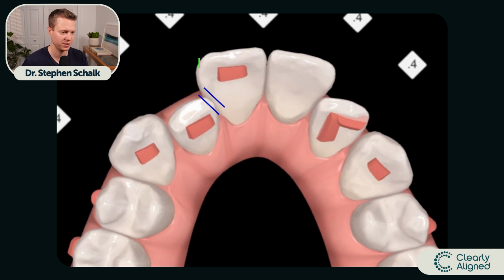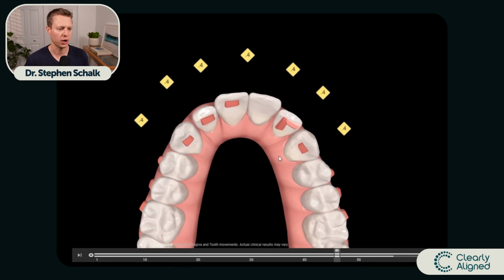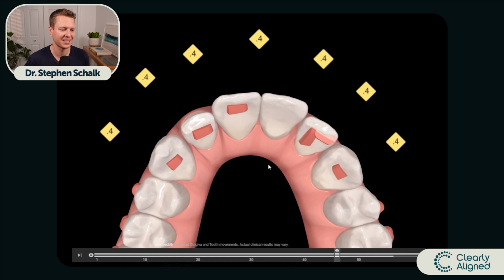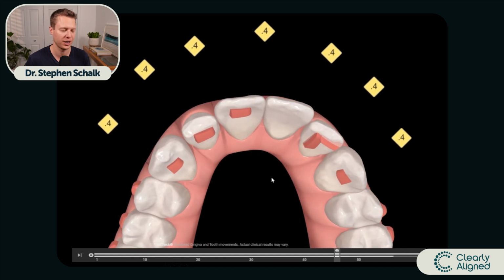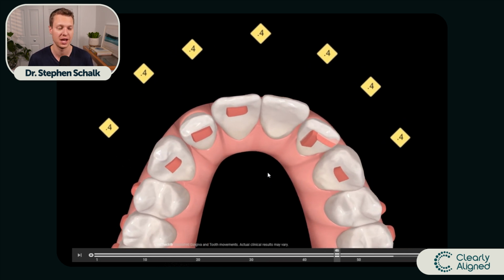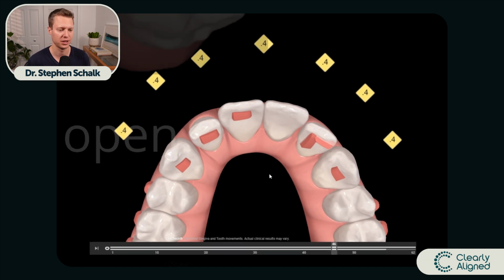Whereas where we want that to be done is right here and right here, at the true interproximal contacts. So again, we want the IPR to be done when the contacts are derotated and we can actually do it on the true interproximal surface, and not on the buccal or lingual of the tooth.